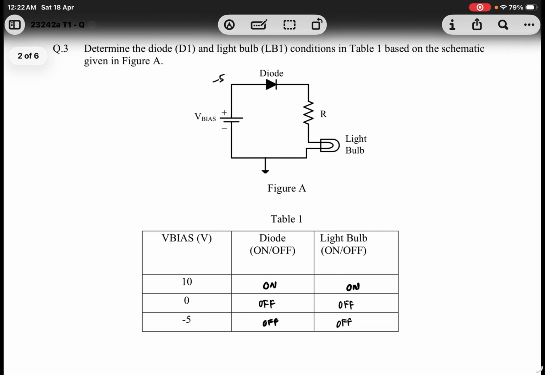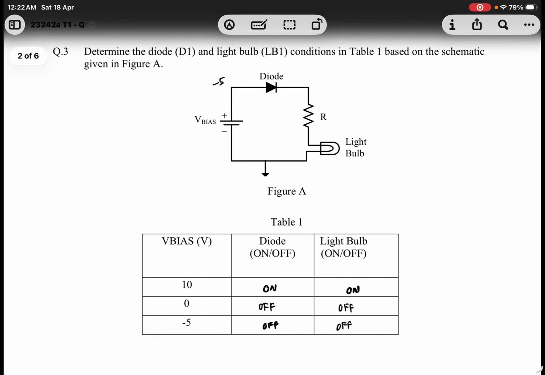Determine the diode and light bulb condition in Table 1 based on the schematic. We can see the diagram. When V bias is 10, it will close the diode because the diode threshold is 0.3 or 0.7, so the light bulb will be on. For 0 and -5, it cannot close the diode because the voltage is smaller than the diode voltage, so the light bulb will be off.